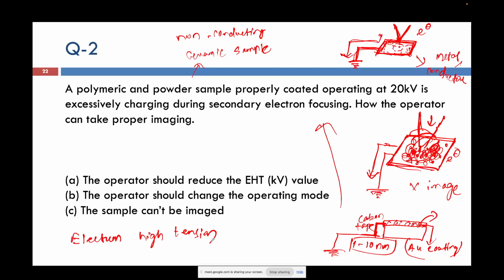Okay, the correct answer will be A. The operator should reduce the EHT value. What do you mean by EHT value? The accelerating voltage; this is the electron high tension, or the accelerating voltage.